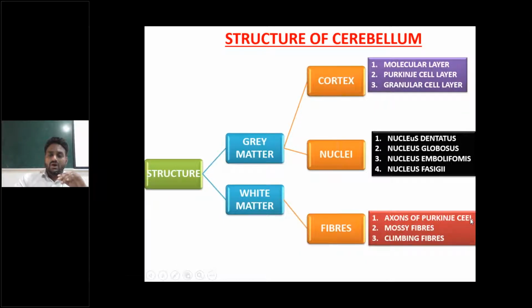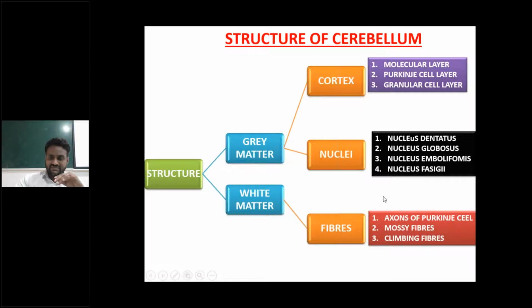So these are the output fibers of the cerebellum, mossy fibers and climbing fibers, and these are the input fibers of the cerebellum. So these are the fibers that form the white matter of the cerebellum. Briefly, this is the structure of the cerebellum. In this structure, we are going to study in detail the cortex layers of the cerebellum, deep nuclei of the cerebellum, and fibers of the white matter.